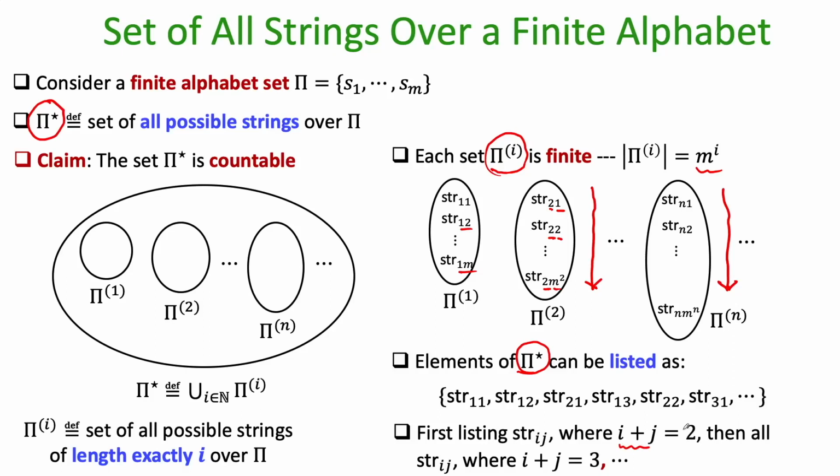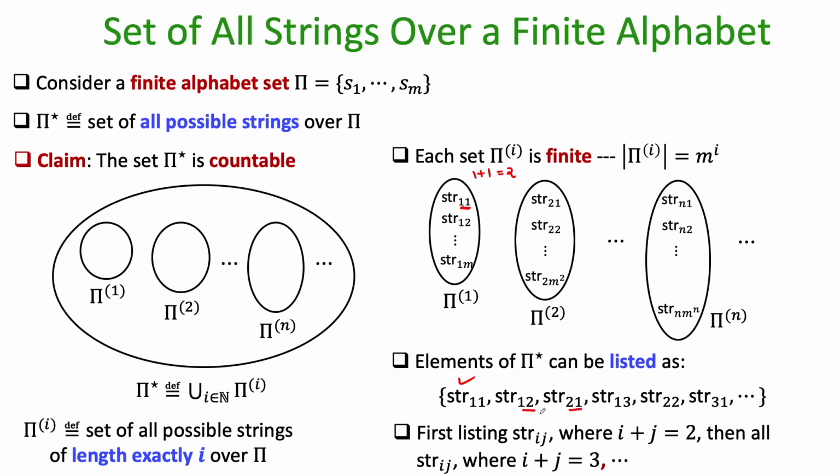Why are we starting with the summation of indices being 2? Because you can see that for my first string, the least indexing I can have here is str11, and the summation of the indices will be 1 plus 1, namely 2. So I will start with str11. Then I will list down all the strings where the summation of the indices will be 3, right?